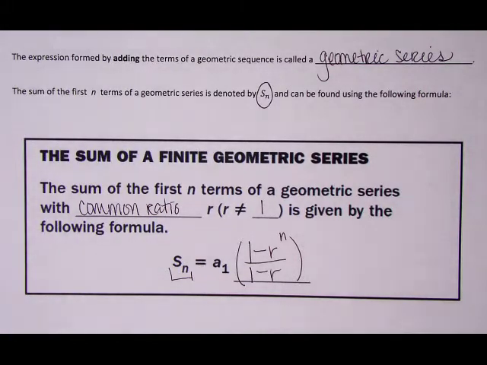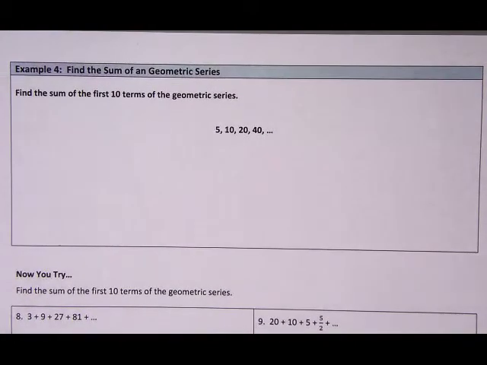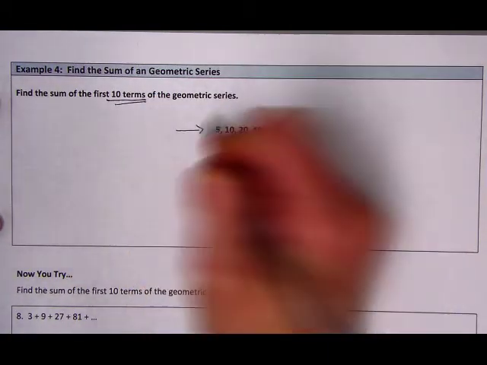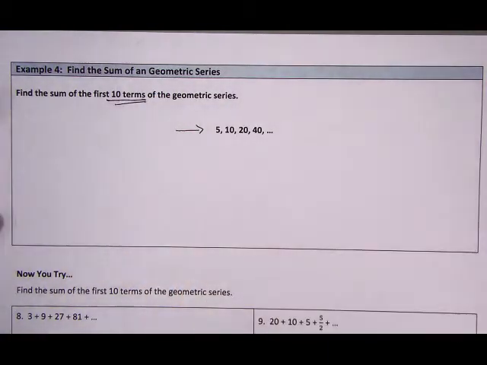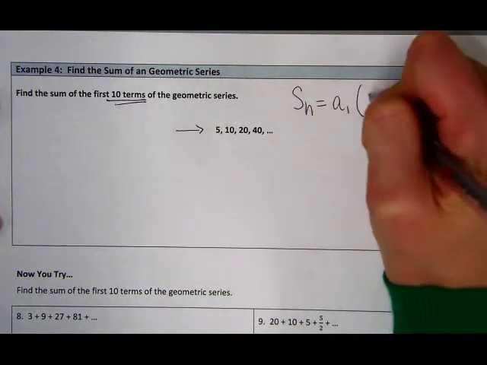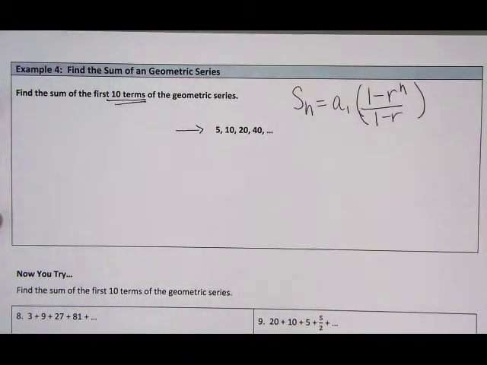So let's look at example 4 and put this geometric series rule into place. In example 4, they want us to find the sum of the first 10 terms of the geometric series, 10 terms. And we're clearly only given 4. So we can continue this pattern out 6 more times, or we can use our formula given to us on the previous page to find the sum of this series.